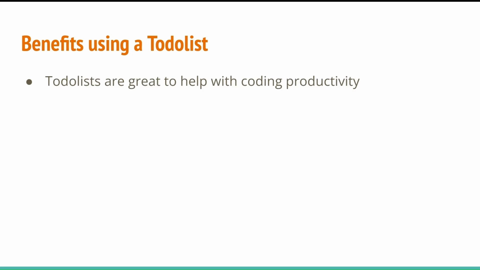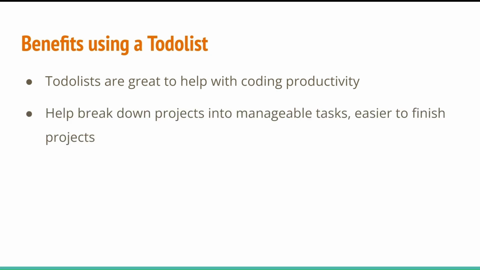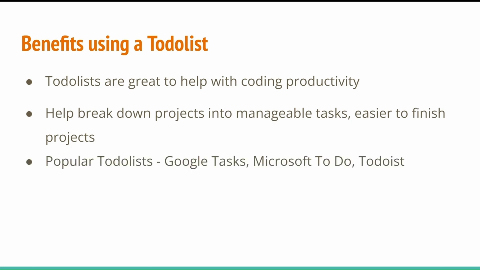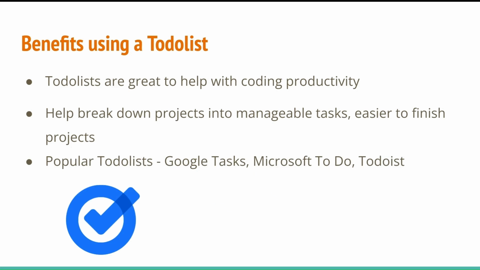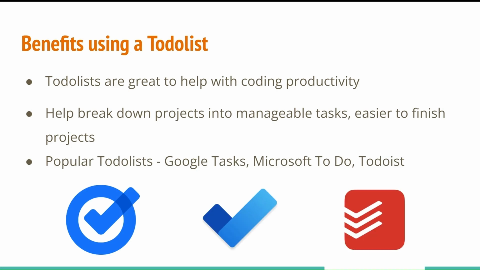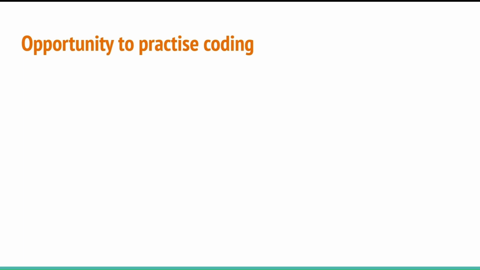So what are the benefits to using a to-do list? Well, one of the things is that to-do lists are really great to help with your coding productivity, and they help break down your projects into more manageable tasks so that it's easier to complete them from start to finish. There are many popular to-do lists out there such as Google Tasks, Microsoft To Do, and Todoist, and there's many more. So why even write your own to-do list when you can just download one?